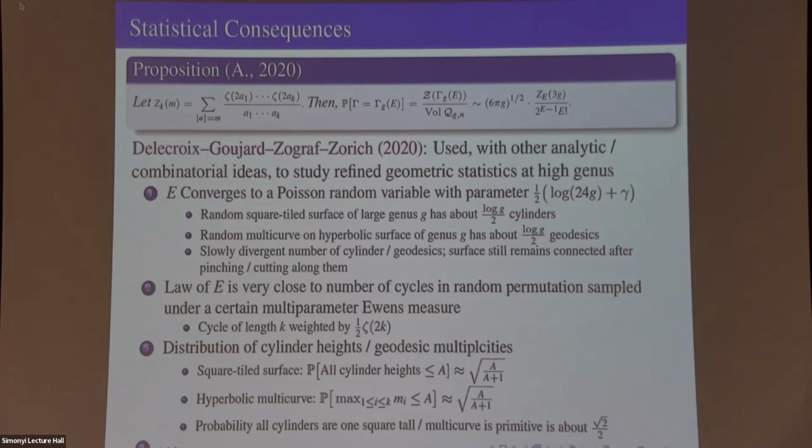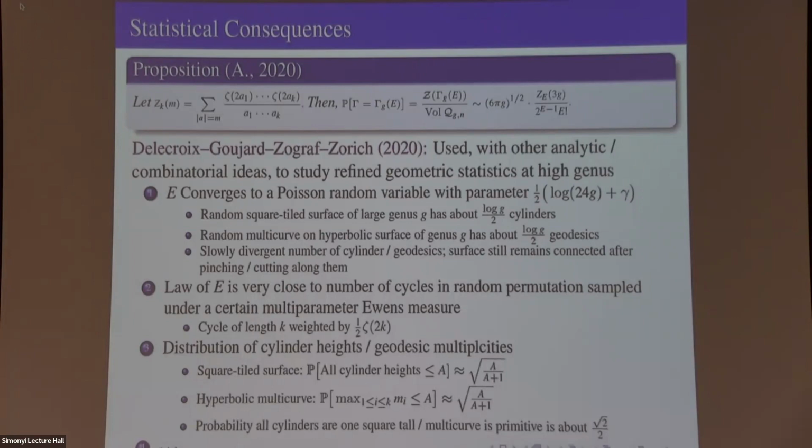So the first is that this E, the number of edges in my graph, which is again the number of cylinders on the flat surface side, or the number of geodesics on the multicurve side, is given by a Poisson random variable with a fairly explicit Poisson parameter. What that basically means on the square tiled side is that I have about log G over 2 cylinders on average. And on the hyperbolic side, my random multicurve has about log G over 2 geodesics. So this is a slowly diverging number of either cylinders or geodesics. And the fact that I have one vertex at the end of the day means that after I pinch, cutting along these diverging number of geodesics, my surface remains connected.